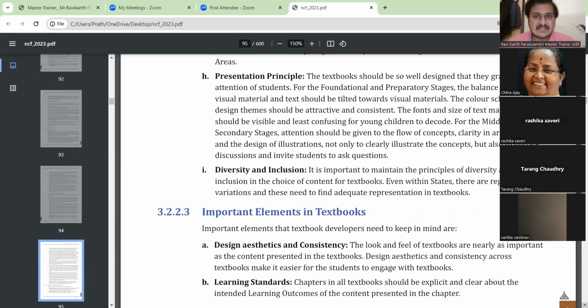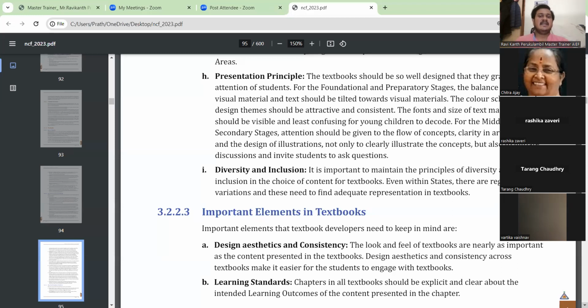Presentation principle. The textbooks should be so well designed that they grab the attention of the students. For the foundational and preparatory stages, the balance between visual material and text should be tilted towards visual material. Okay, like visual material should be more when compared to secondary and middle stages in foundation and preparatory stages. The color schemes and design themes should be attractive and consistent. Attractive at the same time, consistent. The font and size of text material should be visible and least confusing for young children to decode. It shouldn't be confusing to decode the words.